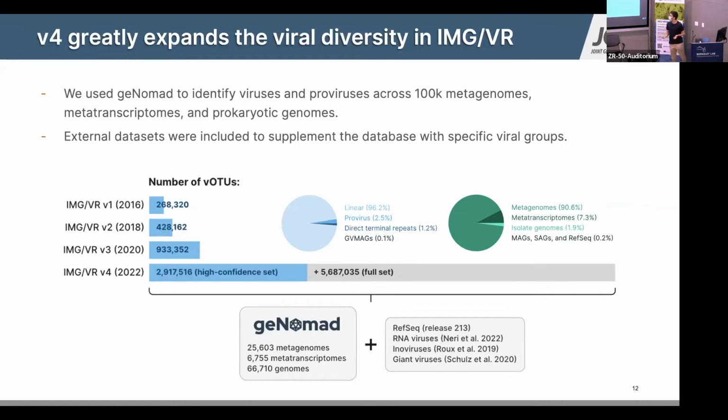And some cool things are, now that we have a systematic way of finding proviruses in genomes, 2.5% of all of our sequences are proviruses. This is really cool because you have a direct link with the host. And also, the previous pipeline wasn't really executed on metatranscriptomes. Now we did. And about 7% of all of our viruses came from metatranscriptomes. And a good chunk of those are RNA viruses, which I'll talk about briefly.